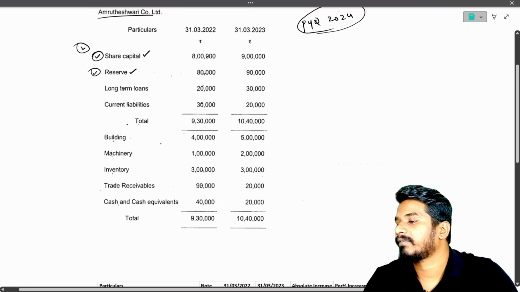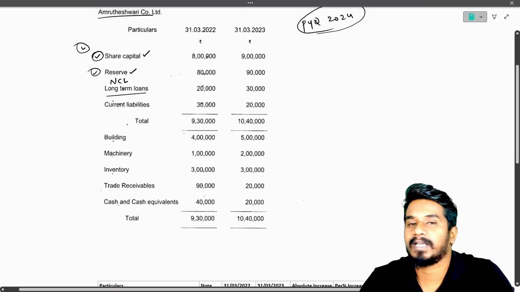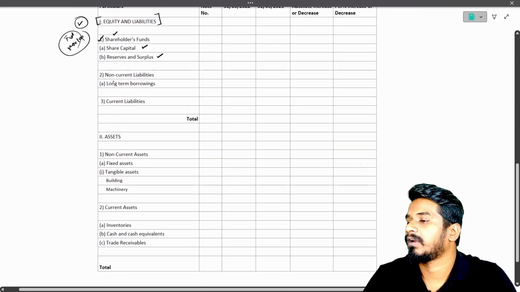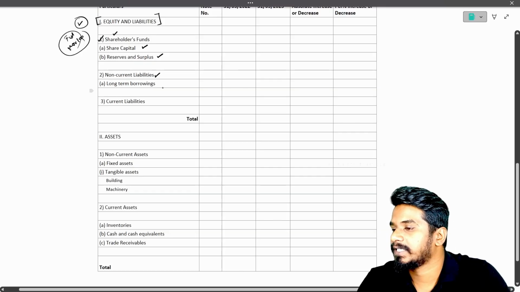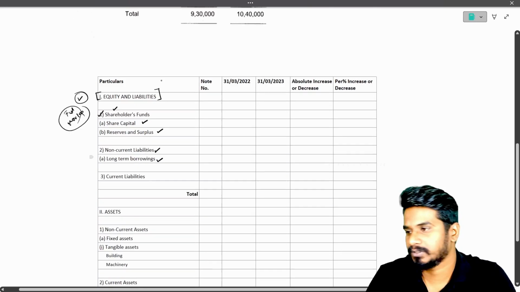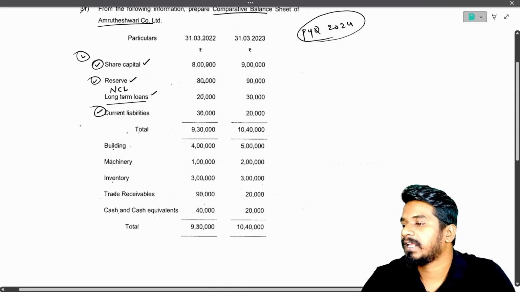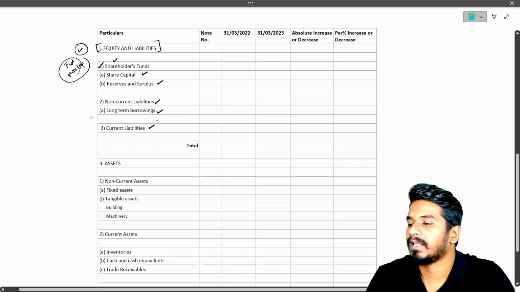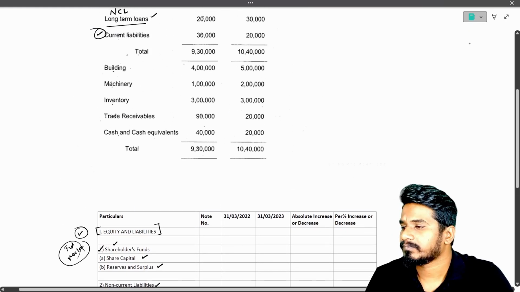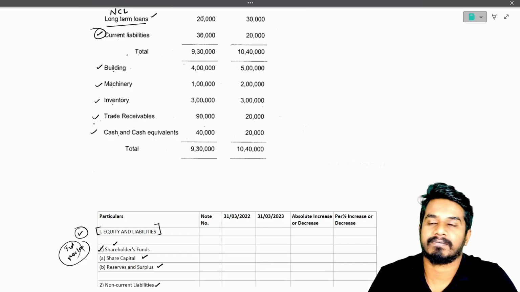And the third thing they have given is long-term loans. This is a non-current liability, correct? So this will come under non-current liabilities. Under non-current liabilities, we'll have long-term borrowings. Borrowings means loans. There is no difference at all. And directly they have given current liabilities, so we'll show it as current liabilities only. Then if you come to the assets, we have building, machinery, inventories, receivables, cash and cash equivalents.